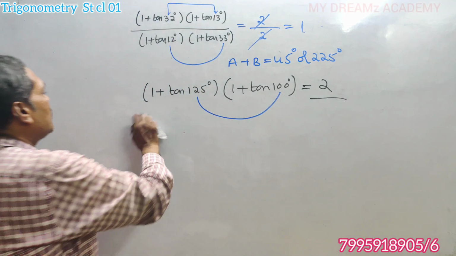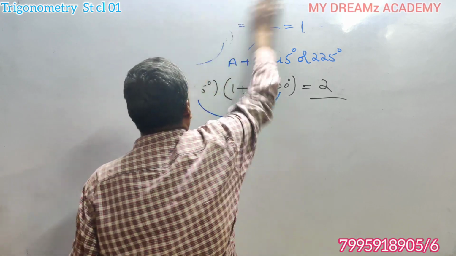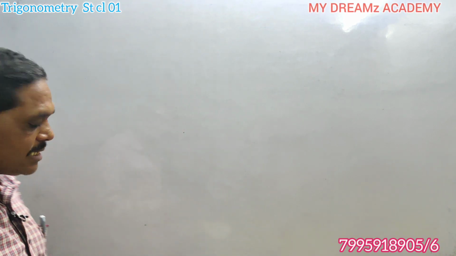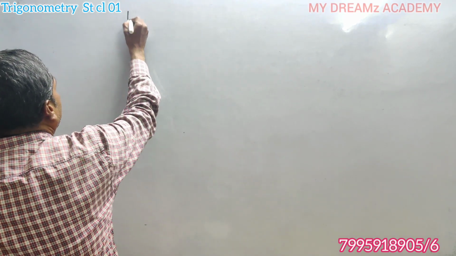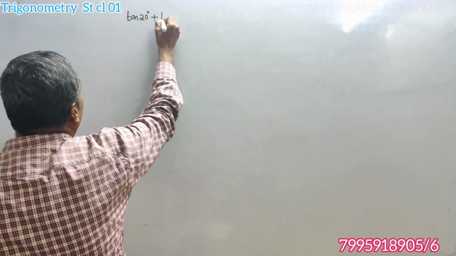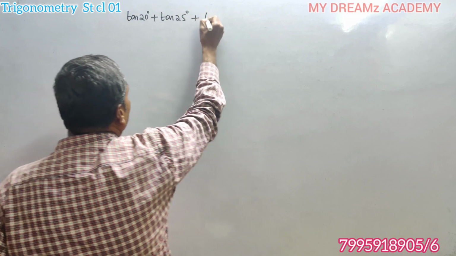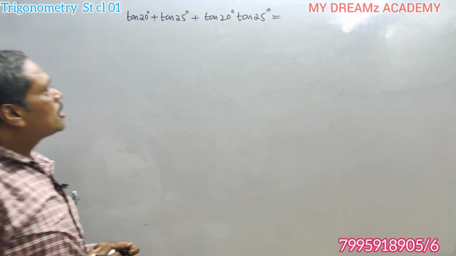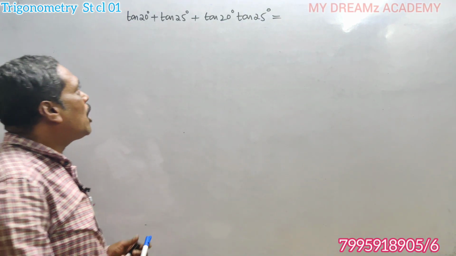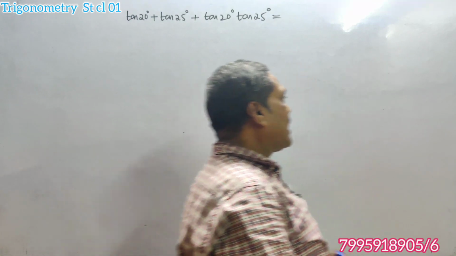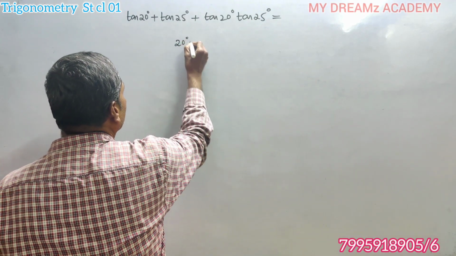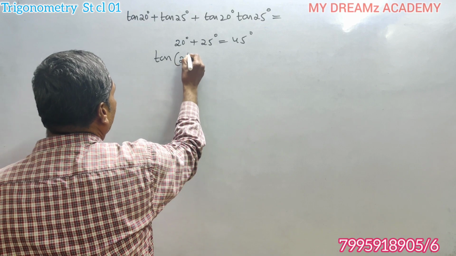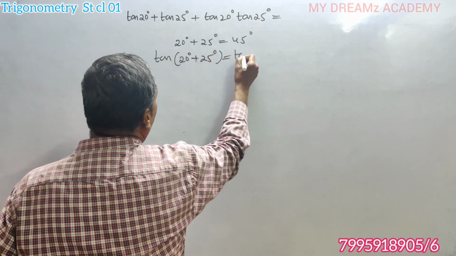Okay. Now we'll see one more model which you can solve in seconds. You have to save your time in the exam. Tan 20 plus tan 25 plus tan 20 into tan 25 is equal to. Now observe here, we don't know the value of tan 20 and tan 25, but we can write 20 plus 25 is equal to 45. Apply tan: tan of 20 plus 25 is equal to tan 45.